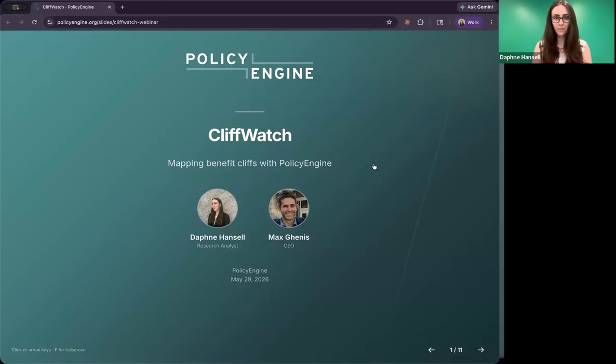I'll tell you a little bit about what PolicyEngine does and how we think about cliffs and how you can use our software to model them. And then I'll turn it over to Daphne to run through the CliffWatch tool itself with a range of examples. Feel free to pop in with questions along the way, or we'll also save some time toward the end. And we'll also close with where we see the future of cliff policy analysis going beyond this tool.